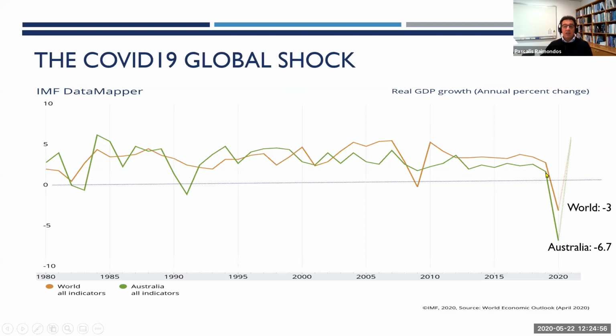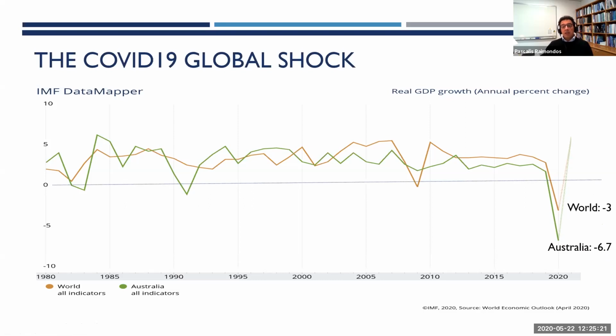In 2019, we have 1.8%, around 2% growth. And then suddenly in 2020, we have a huge reduction. It's projected that it will go all the way down to minus 6.7. This is much bigger than the reduction in the world GDP.